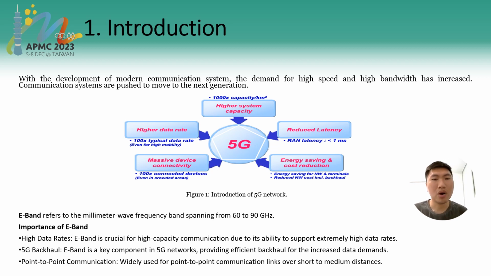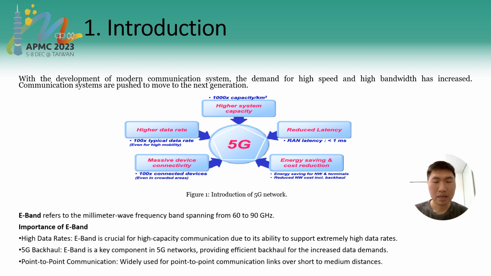With the development of modern communication systems, the demand for high speed and high bandwidth has increased. Communication systems are pushed to move to the next generation. Figure 1 is an introduction of the 5G network. It includes all the 5G characteristics as well as the requirements for a good 5G system. E-band refers to a millimeter wave frequency band spanning from 60 to 90 GHz. The characteristics of E-band are high frequency, low atmospheric absorption, and narrow beam width.